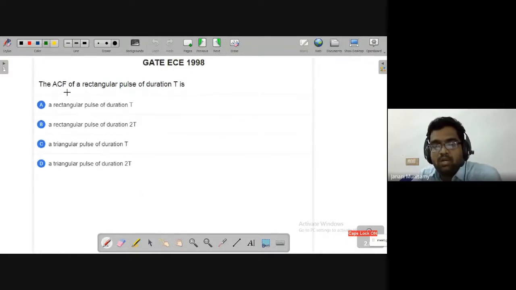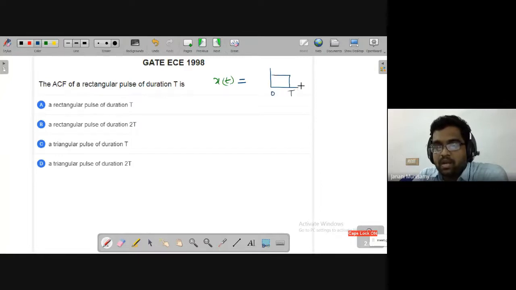The autocorrelation function of a rectangular pulse of duration T. They have given some signal x of t. X of t is a rectangular signal, I can imagine it like this, a rectangular signal with duration capital T in the time domain. Now, what is the autocorrelation function of this rectangular function? So we should know the basic formula. What is the ACF basic formula?